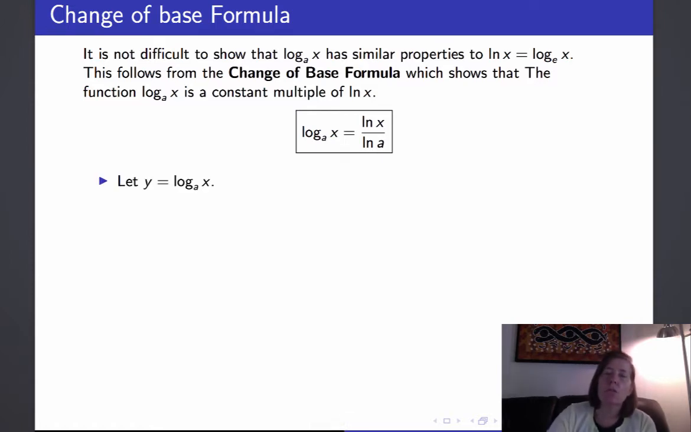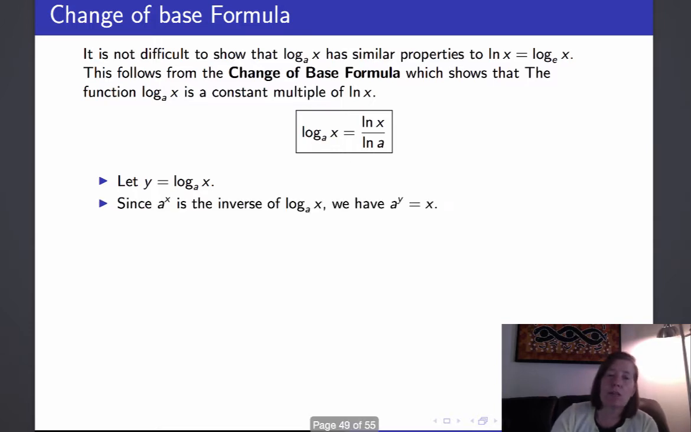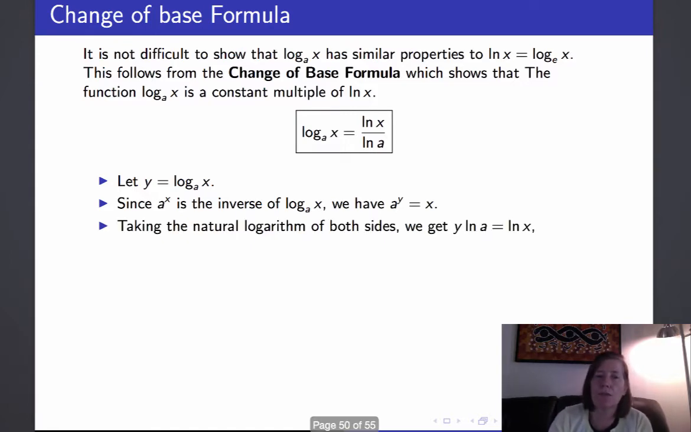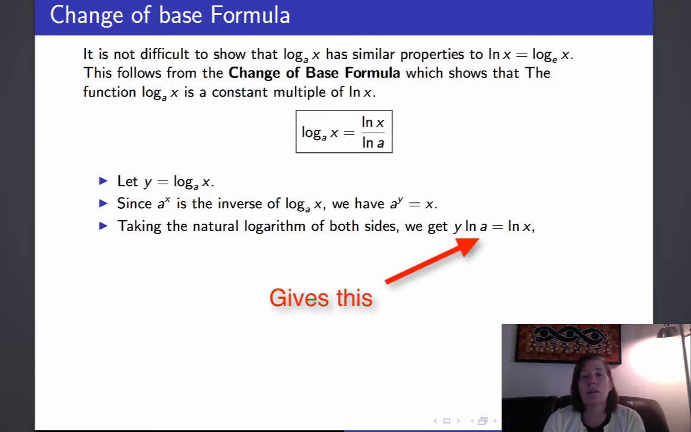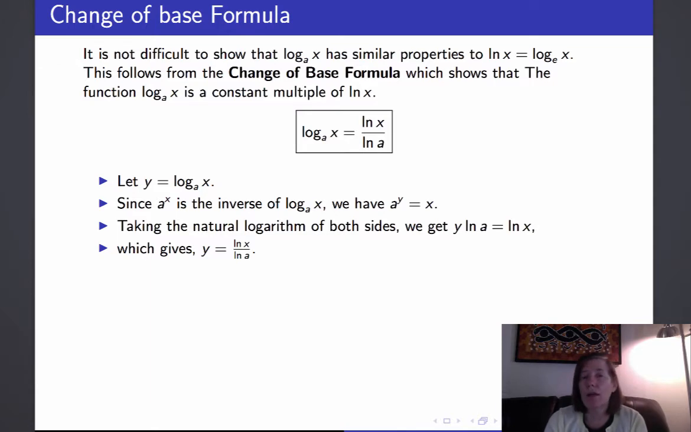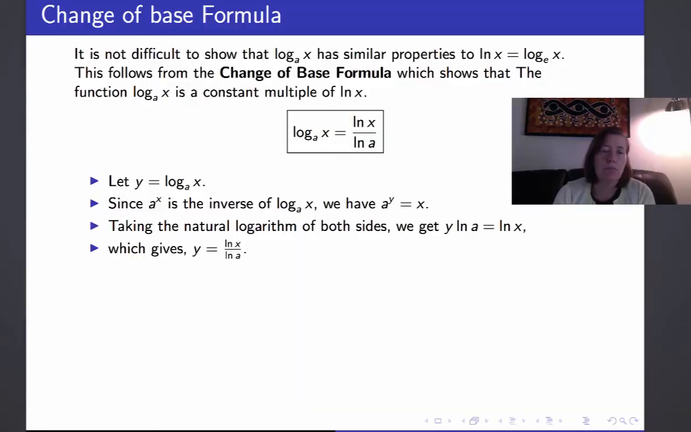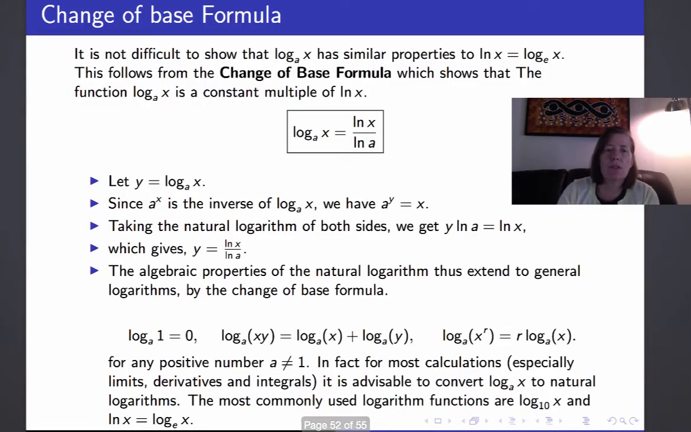Why is this true? Well, if y equals log to the base a of x, since a to the x is the inverse function, we must have a to the y equals x. So taking the natural logarithm of both sides, we get y times the natural log of a is the natural log of x. And now, solving for y, we get y equals the natural log of x over the natural log of a. But since we started with y equals log to the base a of x, that gives us our change of base formula.